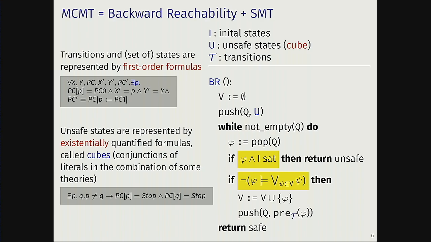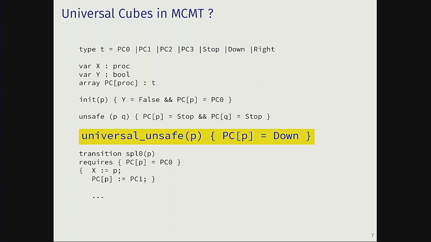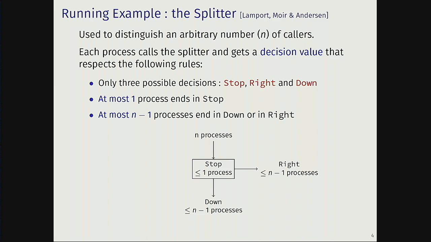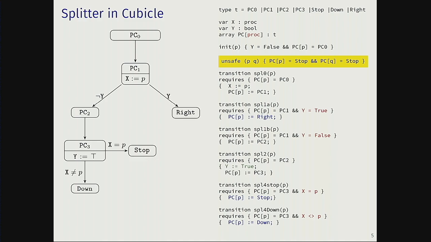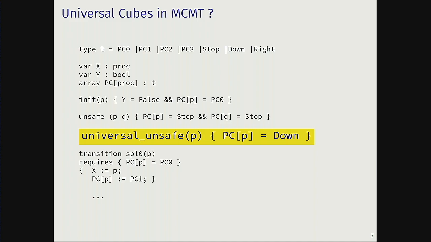Now, what this talk is about. We had these properties, at most n minus one processes in down or right. In order to express this formula, you need a universally quantified formula. You need to say for all p, pc of p is down is a bad state. This is what we want to add to Cubicle.